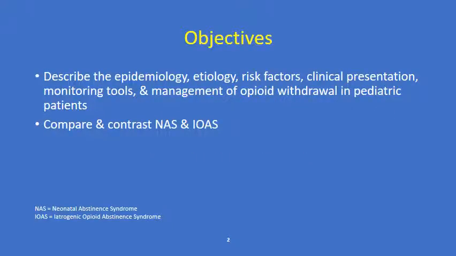So I'm going to describe the epidemiology, etiology, risk factors, clinical presentation, monitoring tools, and overall management of opioid withdrawal in our pediatric patients, but then really compare and contrast the differences between NAS, or neonatal abstinence syndrome, and IOAS, or iatrogenic opioid abstinence syndrome.